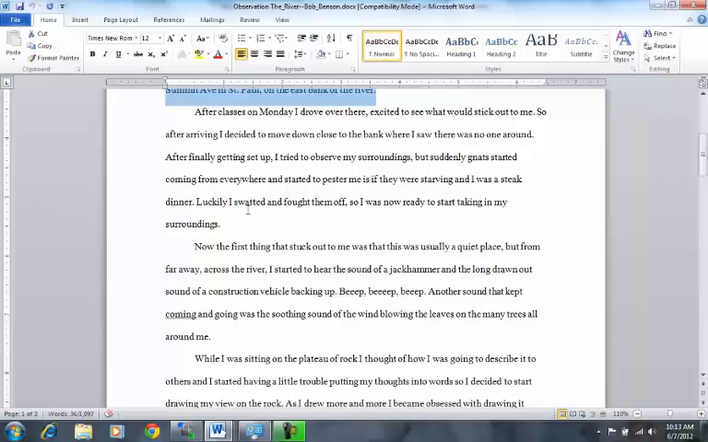Continuing on just a little bit. We got the gnats, the steak dinner. "Now, the first thing that stuck out to me was that this was a usually quiet place, but from far away across the river, I started to hear the sound of the jackhammer and the long drawn-out sound of a construction vehicle backing up. Beep, beep, beep." And you might think this is kind of irrelevant or unimportant, but it's not bad, trying to get us there and to put the sound effects there.